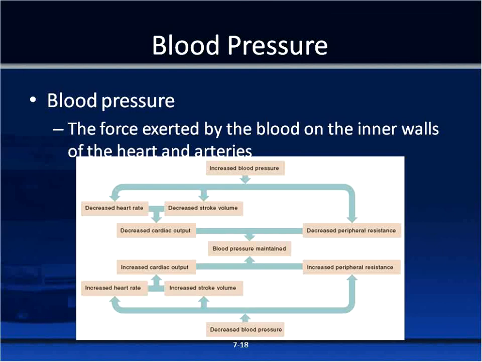Pressure provided by the circulatory system is required to move the blood that carries oxygen and other nutrients to the cells of the body. Blood pressure is the force exerted by the blood on the inner walls of the heart and arteries. It's affected by the cardiac output and peripheral vascular resistance, and can be expressed as blood pressure equals cardiac output times peripheral vascular resistance. Therefore, a change in cardiac output or peripheral vascular resistance will affect blood pressure.